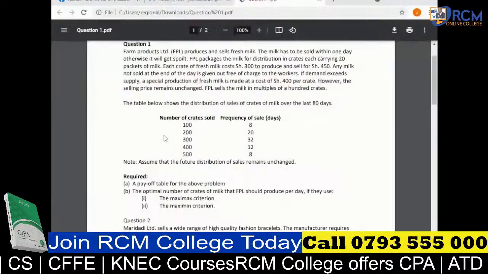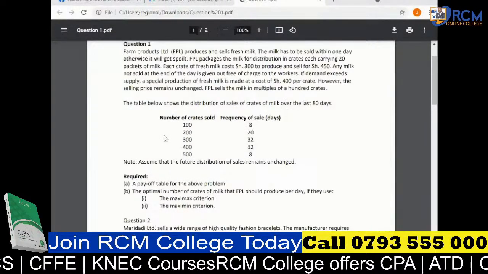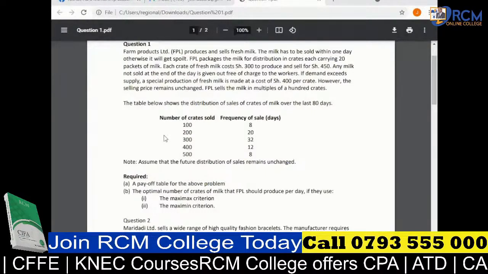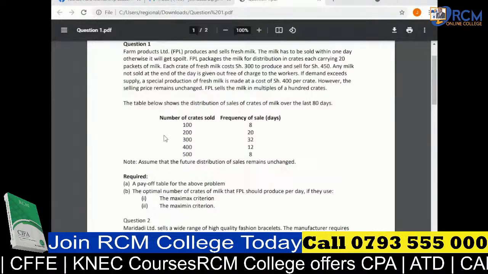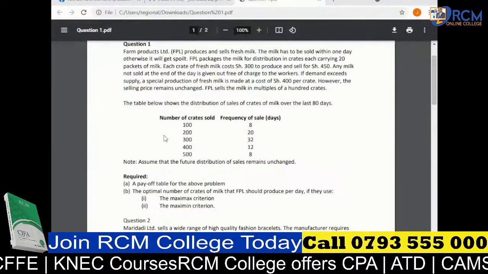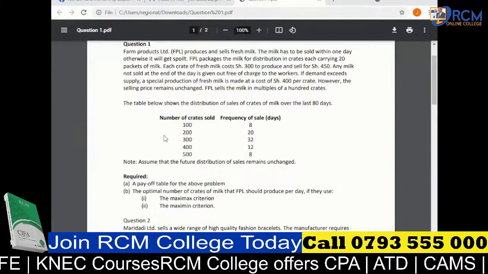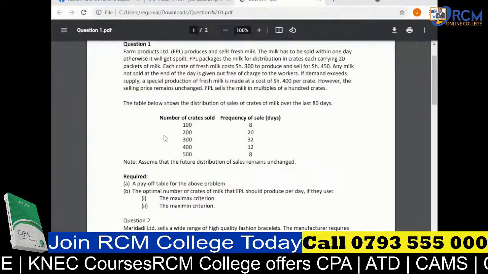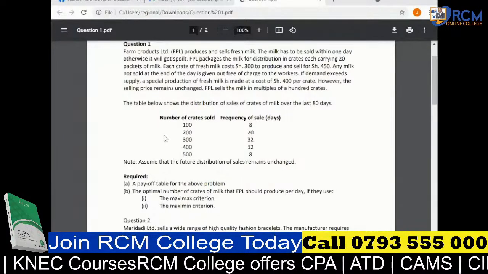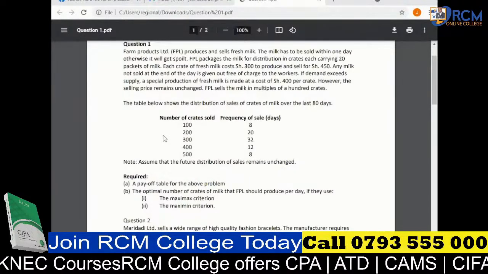Just in case we had an examiner who wanted us to get expected monetary value, what do you think we would have done? Somebody talk to me.